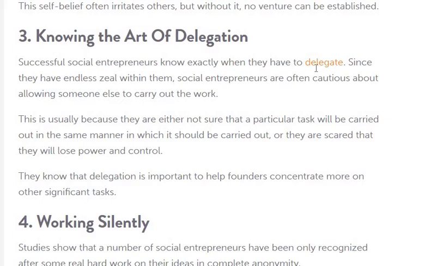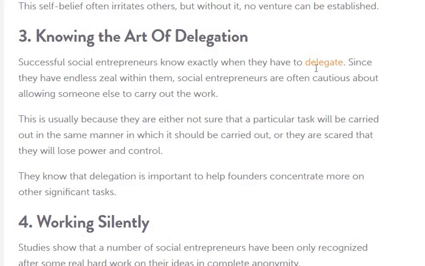If they have the art of delegation, if a social entrepreneur delegates in a good way, in a proper way, it means he has a quality. Quality of what? Quality of a trait of good leadership in the shape of a social enterprise.